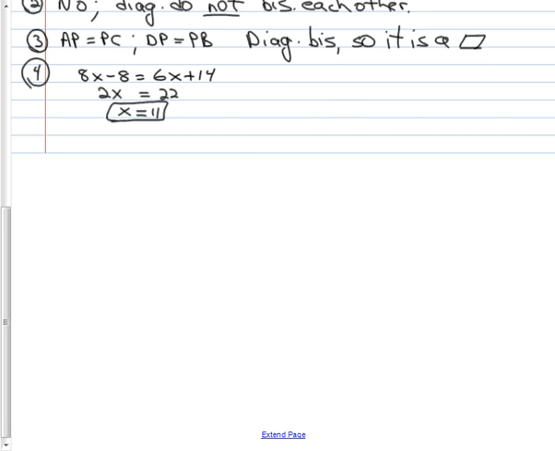6y plus 16, what about that? So if I subtracted 6y, I'd get a y. Subtract my 2. Number 5.